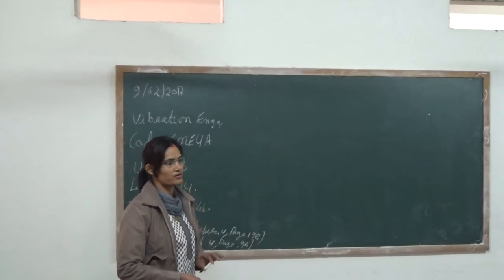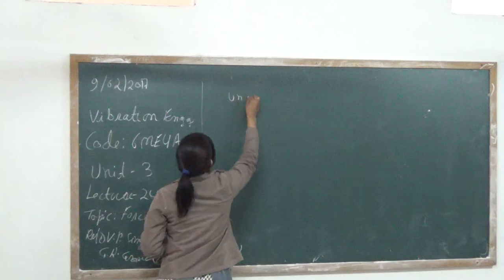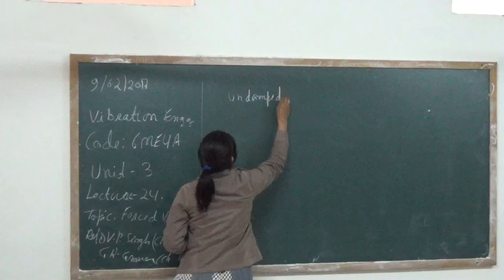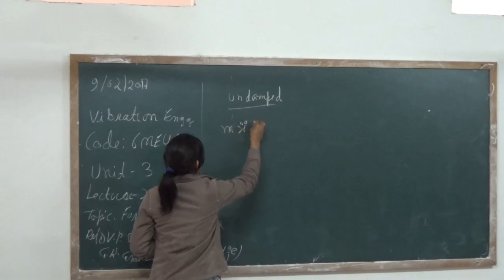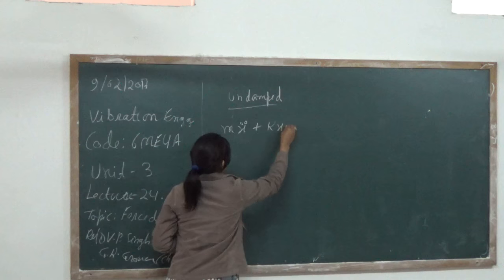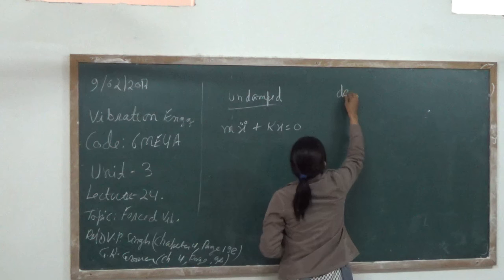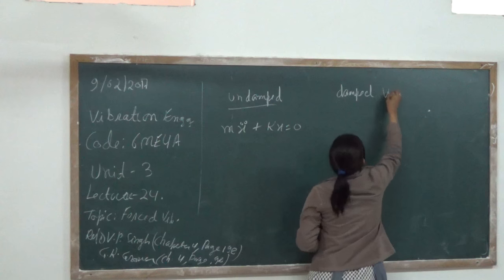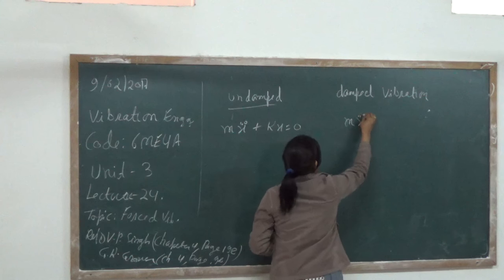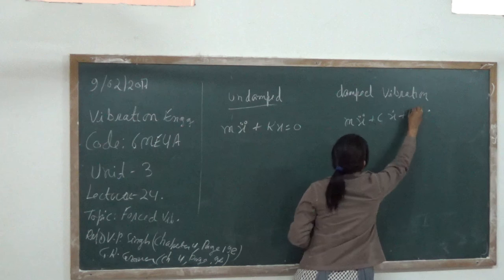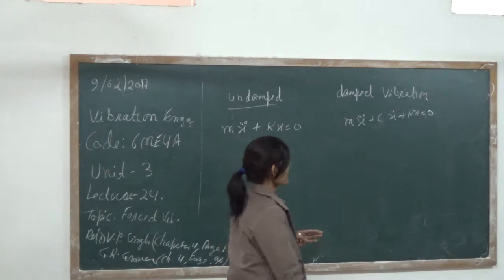So in the last class, the last unit, we discussed free damped and undamped vibration. In free undamped vibration, we derived the governing equation m x double dot plus k x equals zero. Then what is the governing equation for damped vibration? m x double dot plus c x dot plus k x equals zero. Then we derived three conditions for it.